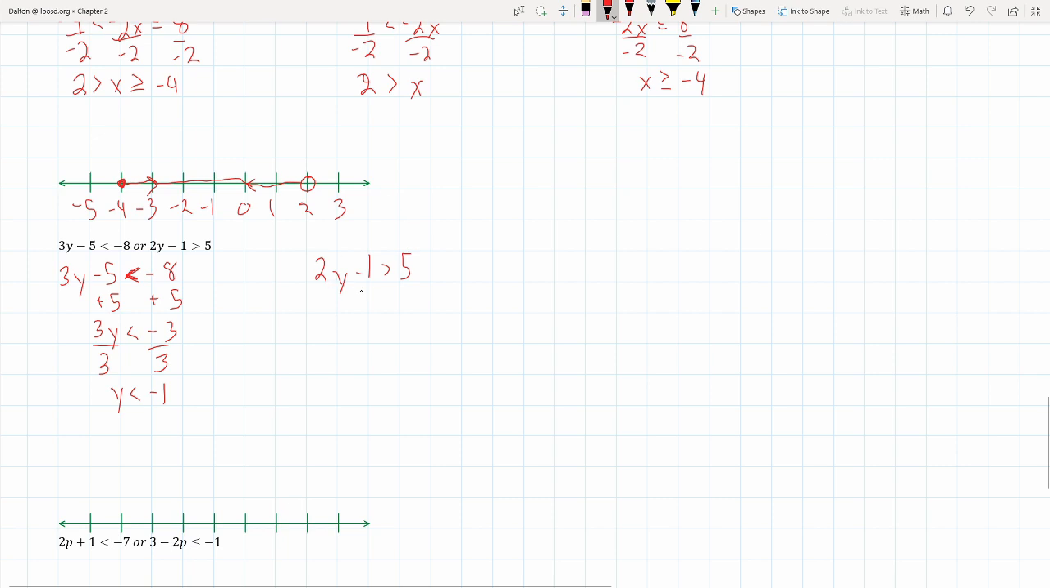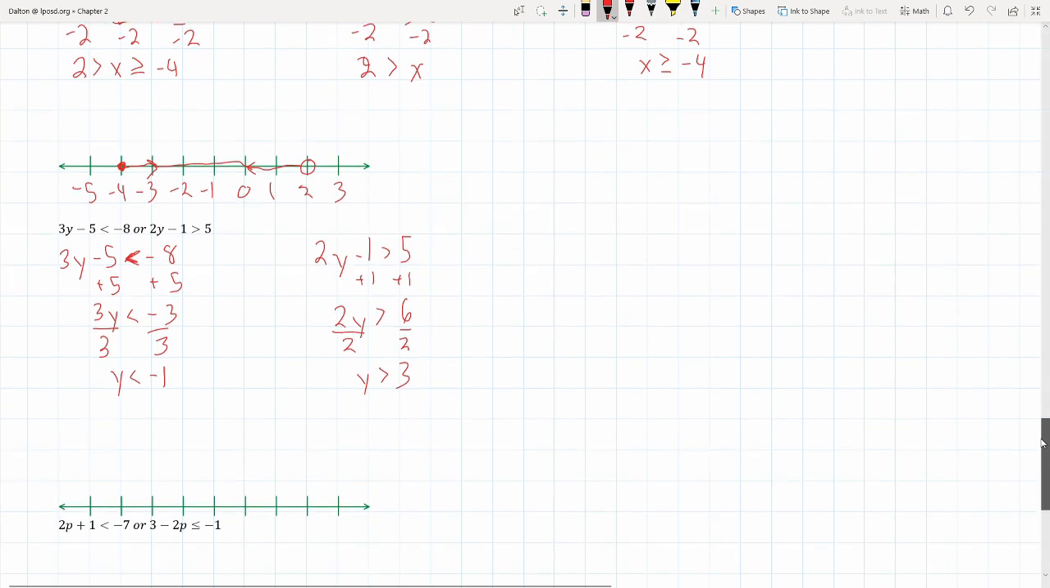On this right side, I'm now going to solve this one. I have minus 1, so I add 1 to both sides. So 2y is greater than, that makes 6. Divide by 2, divide by 2. Y is greater than 3.